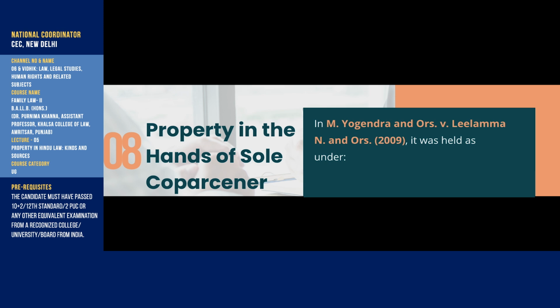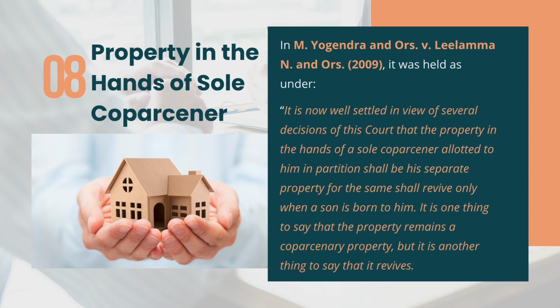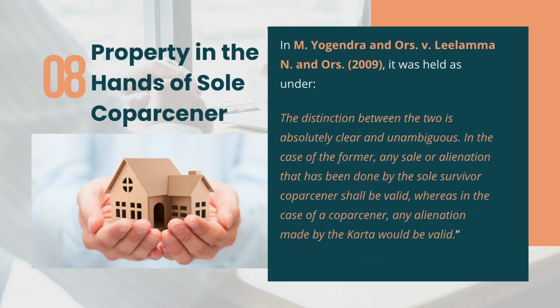In Yogendra and others versus Lilamma N and others, 2009, it was held as under. It is now well settled, in view of several decisions of the court, that the property in the hands of a sole co-partner allotted to him in partition shall be his separate property, for the same shall revive only when a son is born to him. It is one thing to say that the property remains a co-partnery property, but it is another thing to say that it revives. The distinction between the two is absolutely clear and unambiguous.